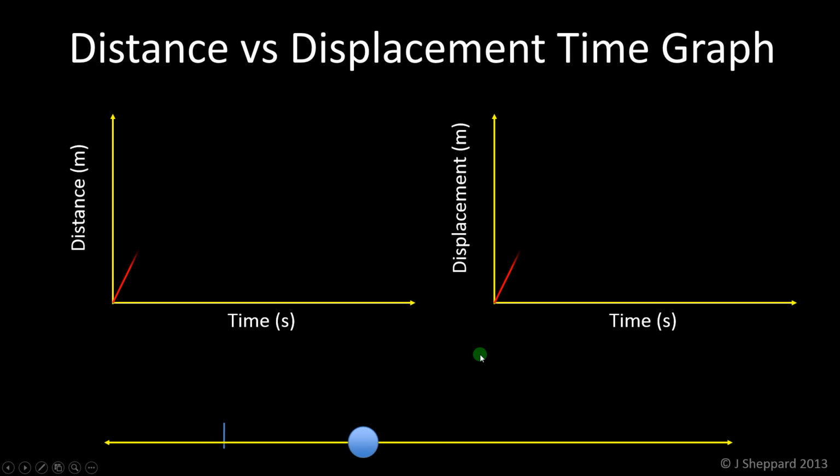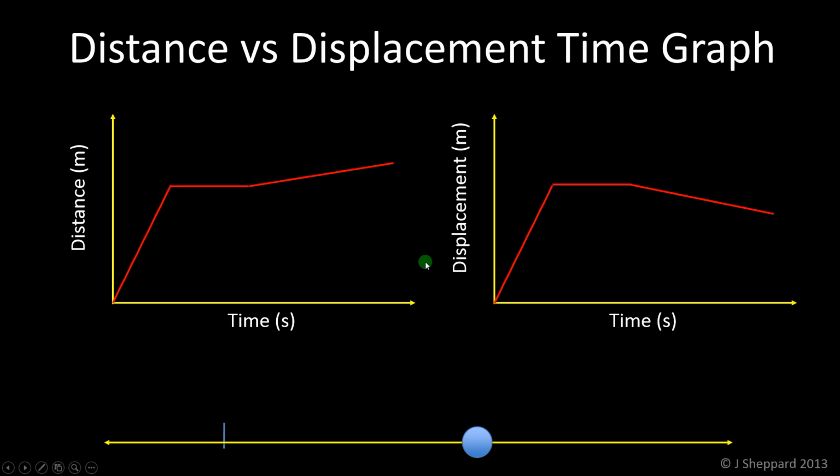So if we play this along, then you can see that the blob is moving along, and it moved very quickly to start with, away from its starting point, and both distance and displacement increased. It then stopped for a while, which is this horizontal section on both graphs, and then it moved slowly back towards where it started. And we talked before about the fact that distance can only increase, so the distance graph is always increasing, but because it moved back to its starting point, the displacement graph, the line is going down again.